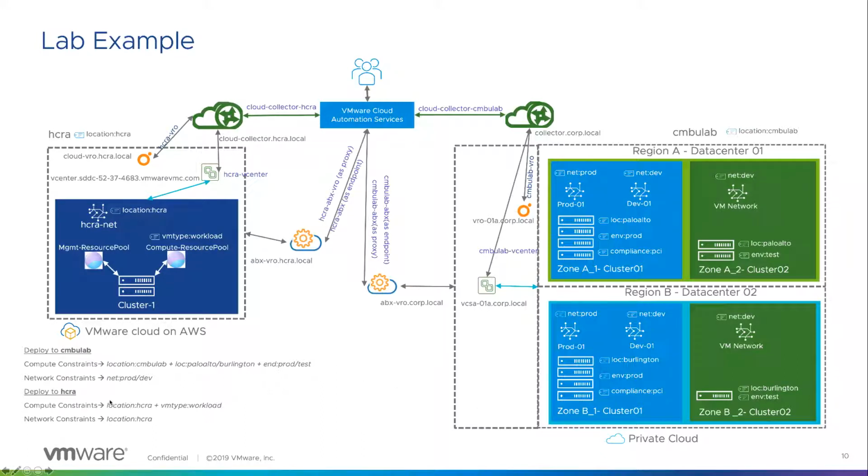And if I want to deploy to HCRA, the only deployment tagging that I need to use is location HCRA plus VM type colon workload. That's the VM type, so that's the workload type. It should go to the compute resource pool. That's how I'm driving my deployment, making sure that whatever VM I deploy should go to that location. And the network is location HCRA. That's my entire lab environment, and I'm going to show you exactly that, based on the tags that I select, it goes ahead and deploys in that particular environment. Clear? Let's move ahead.